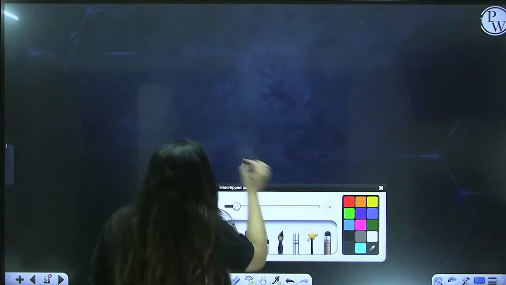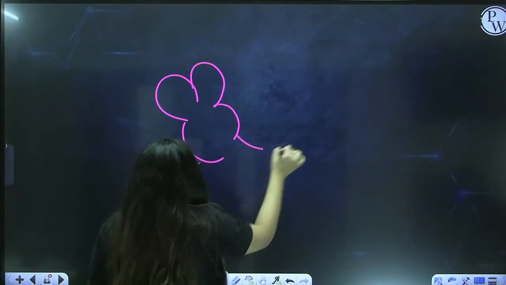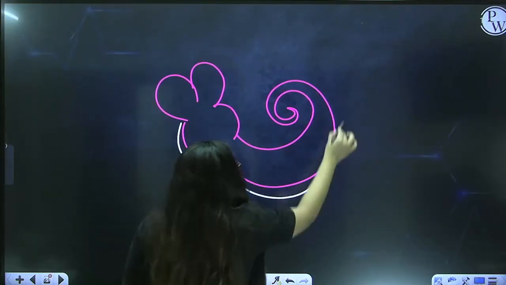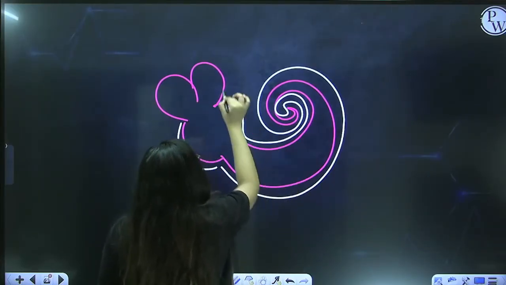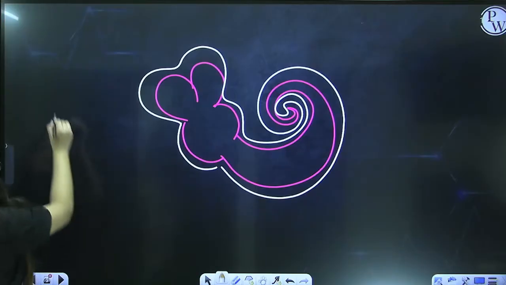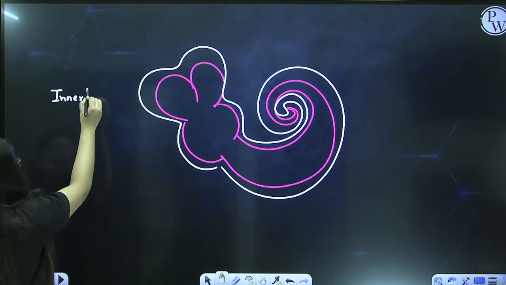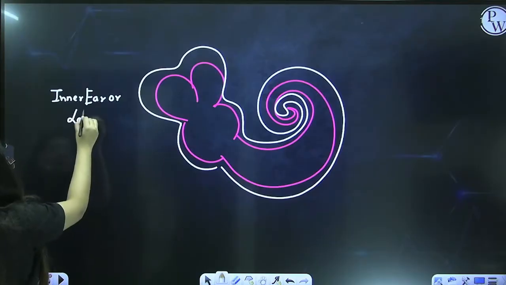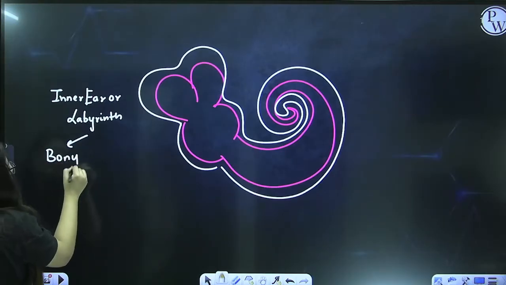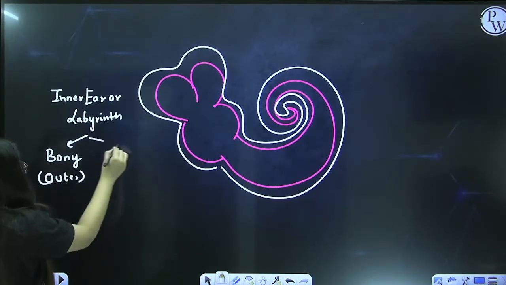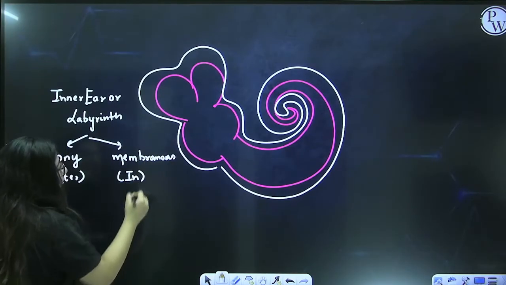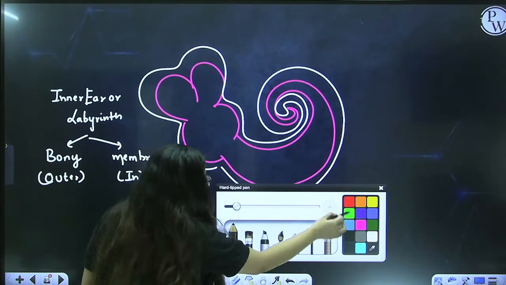Okay, let me show you a diagram. For example, if this is your vestibule and this is your cochlea, this entire structure is embedded in a bony structure like this, right? So we also call the inner ear a labyrinth. This labyrinth is divided into 2 portions: one outer portion that is made up of bone, and inside the membranous portion, which is made up of membranes.